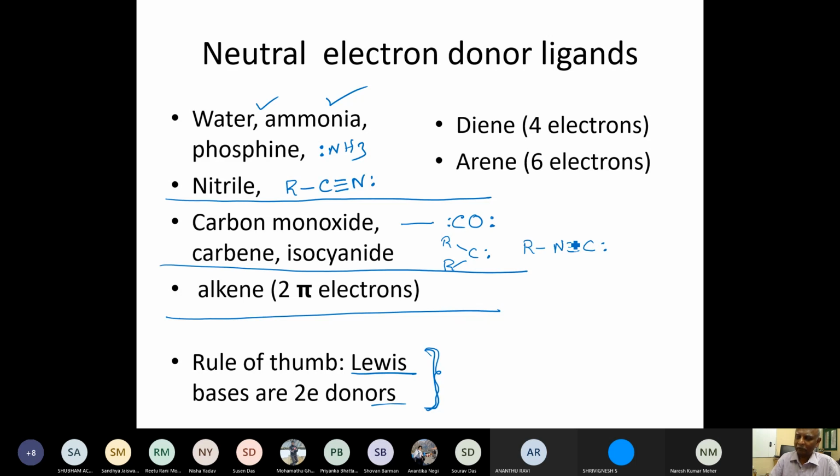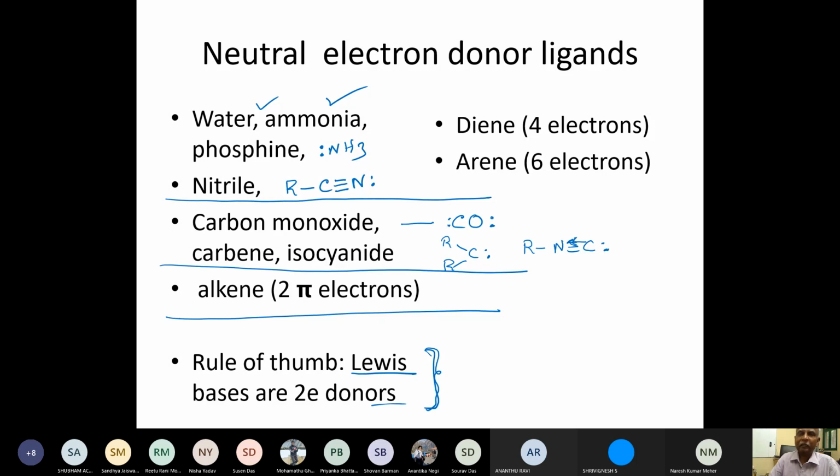If you write it with a triple bond, then you do have a coordinate covalent type of interaction. You can also write it with Rn double bond C. Then also you end up with a lone pair on the carbon.